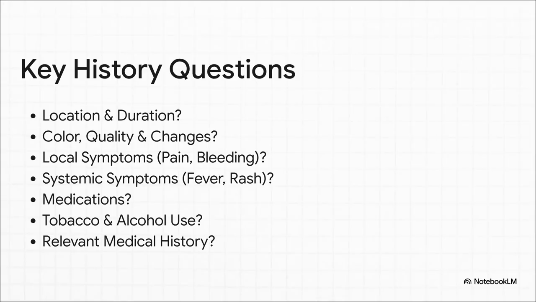So, before you even reach for a tongue depressor, these questions start building your differential diagnosis. How long has it been there? Has it changed at all? Are there any other clues, like a fever or a rash somewhere else? And you've got to ask about medications, tobacco, and alcohol. Every single answer is a clue, another piece of the puzzle.